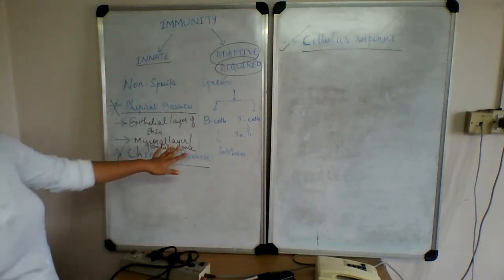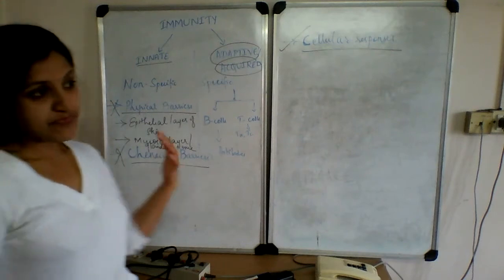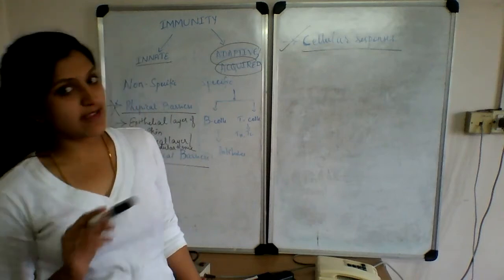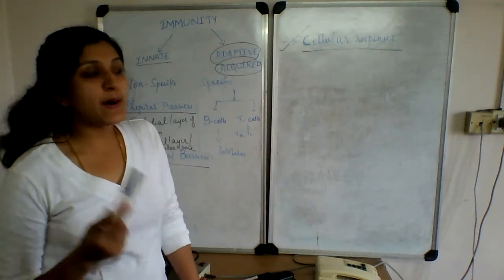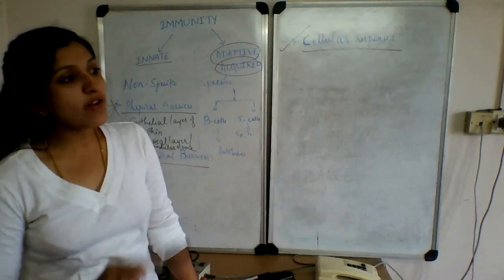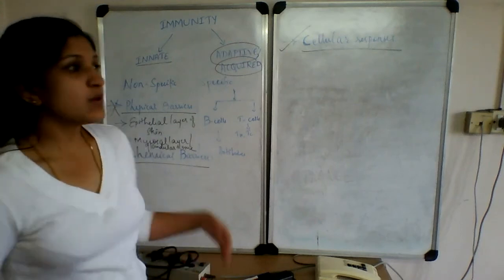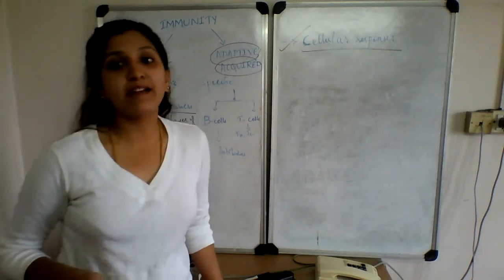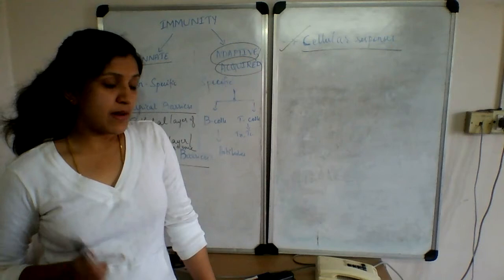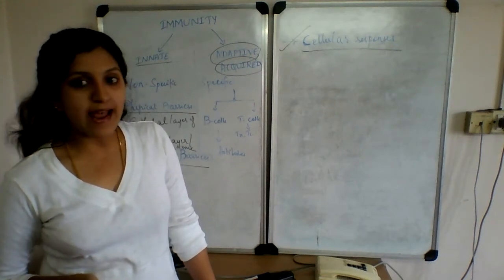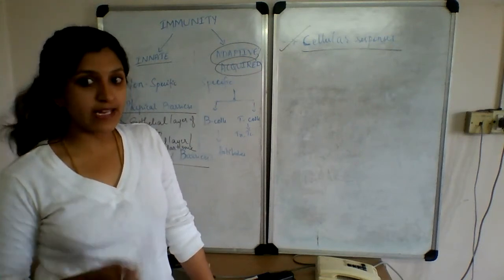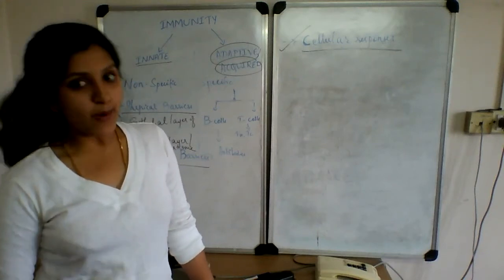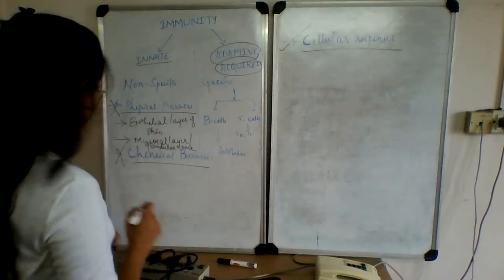Then comes the mucosal layer or glandular tissue. Our gastrointestinal tract is lined by mucus, and the respiratory tract and urinary tract are also lined by mucus. So these prevent microbial entry. Glandular tissue is nothing but the lacrimal, mammary, and salivary glands. These also help in killing these microorganisms, that is, they block them from entering the body.